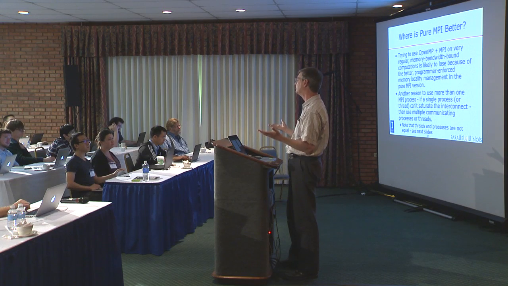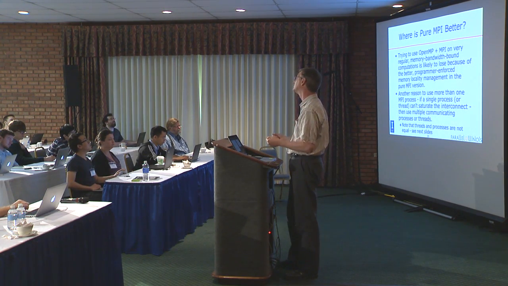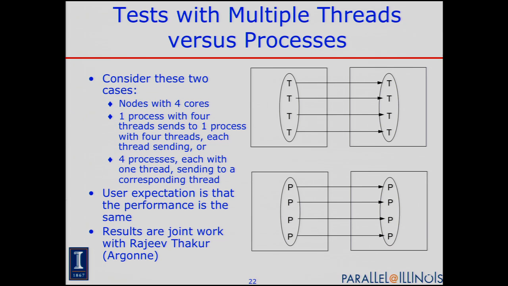Another reason to use multiple MPI processes: instead of using one MPI process per chip and node, you may need to use multiple MPI processes. Again, it may take multiple processes to get full bandwidth out of the interconnect. If you're constrained in your scalability and your performance by the rate at which you can move data between the nodes, then you may need to have parallelism in the units that can talk to the interconnect. And we did a couple of examples.